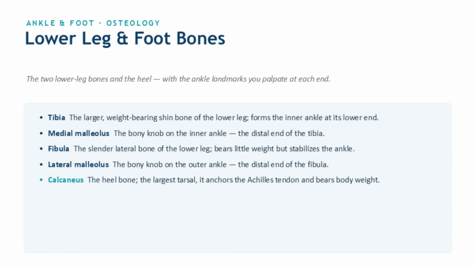Lower leg and foot bones. The lower leg contains two major bones that work together to support movement and stability. One serves as the primary weight-bearing structure, while the other contributes significantly to ankle stability. At the distal ends of these bones are important landmarks that can be easily identified through palpation.